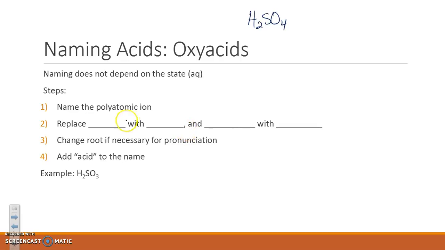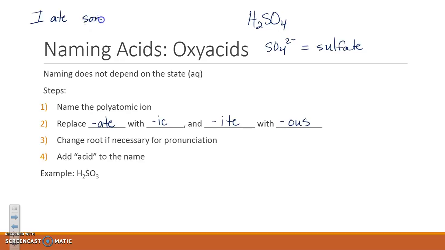So how do we do this? Well, we name the polyatomic ion. In this one, SO4 is sulfate. In a polyatomic ion, if it has ATE, we replace it with IC. And if it has ITE, we replace it with OUS. Now, there's a little saying that I have to remember which one it is: I ate something icky. Yes, it will help.